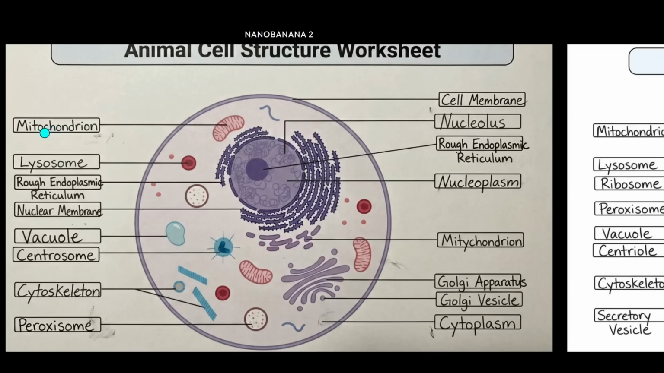So for example, mitochondrion it got correct, and then cell membrane it also got correct, same with cytoplasm, Golgi apparatus, and then rough endoplasmic reticulum it also got correct. However, it also labeled some of them completely wrong. So for example, this one here should be the nucleus, not the nucleolus, and then this one here should be the nucleolus, not the rough ER.